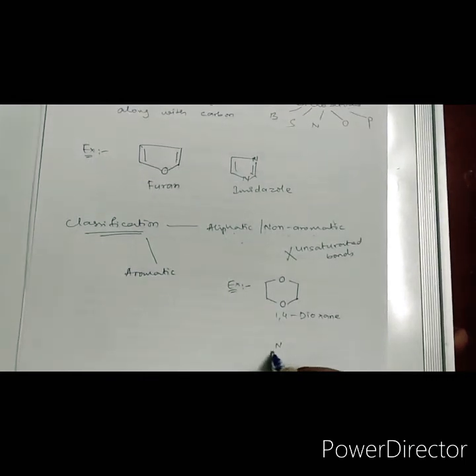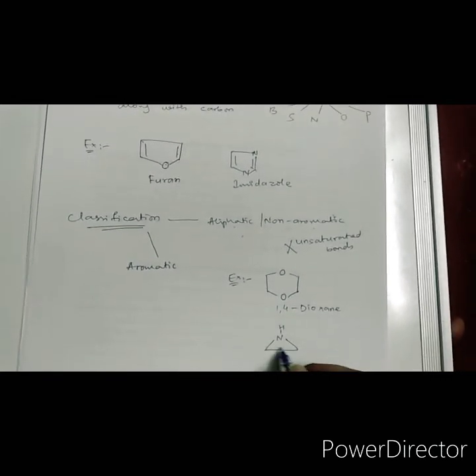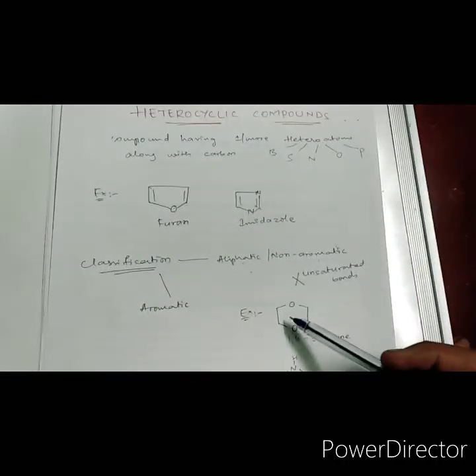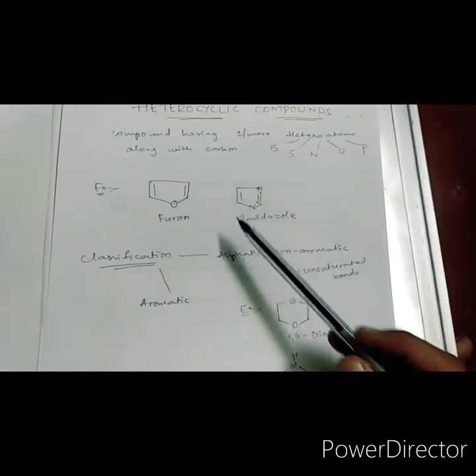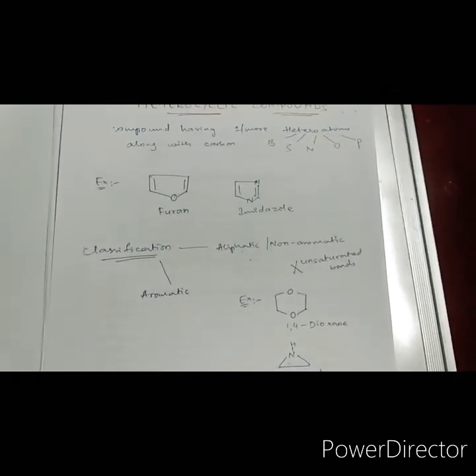Also, you can see a saturated ring system along with the heteroatom. So this compound is known as aziridine. So these heterocyclic compounds, either they may be 3-membered, 4-membered, 5-membered, 6-membered, or they may be also bicyclic in nature. Means two cycles are being fused together to form a heterocyclic compound.